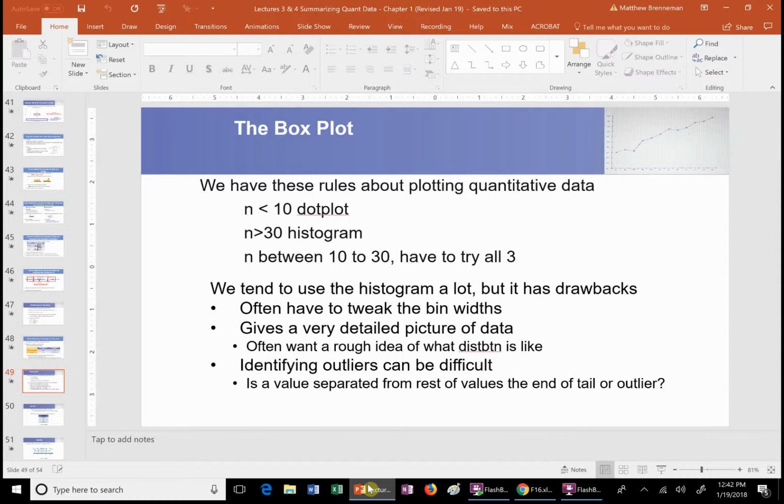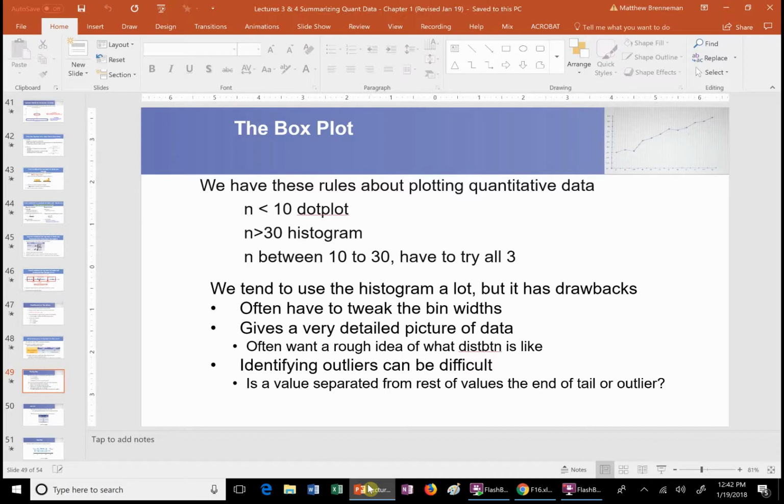So the last thing we want to talk about is this thing called a box plot. And the way I think of these sorts of methods is, first, it depends upon sample size. So we know that for small samples, we tend to make dot plots. Why? Because we don't have enough points to fill out a curve. You saw that with that dot plot on the F16. There really weren't a lot of data points to make a nice curve. But when we have around 30 or so, we tend to use a histogram.